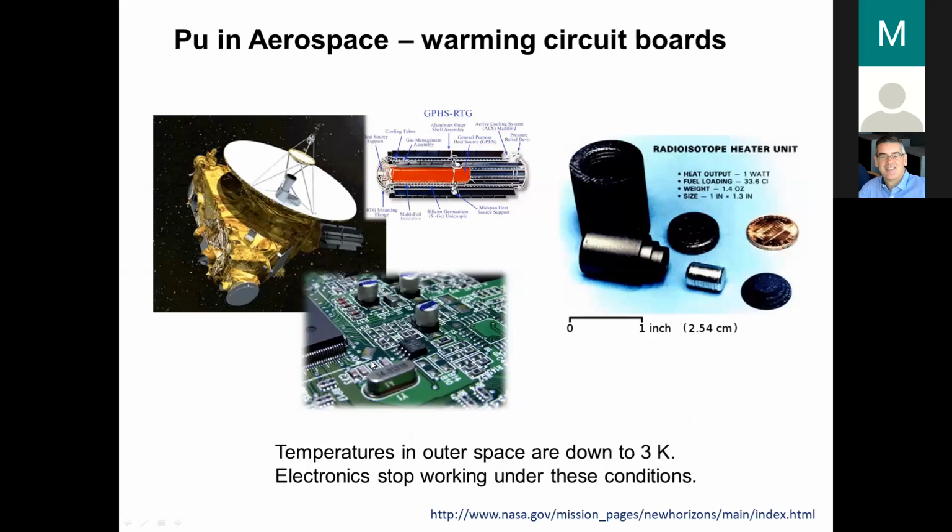The other major application for aerospace is to warm up circuit boards. With a very low temperature of around 3 Kelvin in outer space, most electronics stop working. So NASA has addressed this problem by taking only small quantities of plutonium, boxing them up in a radiation shielding little container that is still heat conducting, and then spacing those out equidistantly over a circuit board. In that way, the electronics do not freeze and the satellites still work.